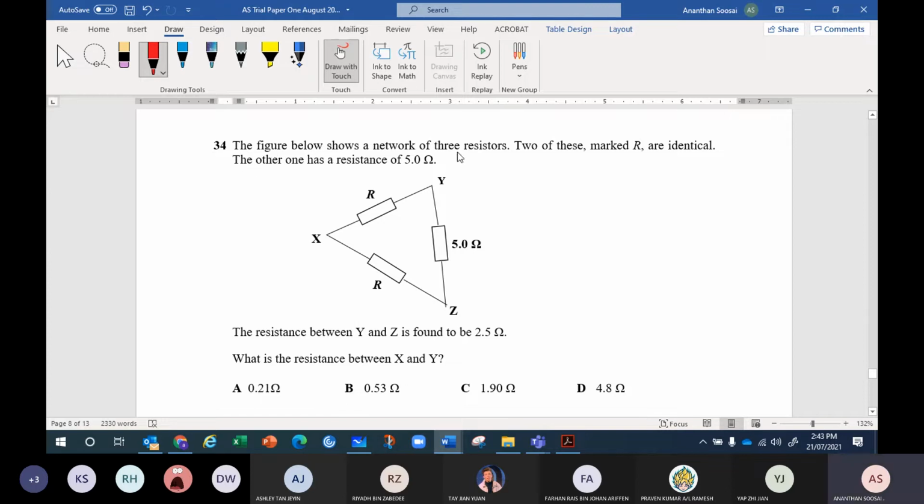The figure below shows a network of 3 resistors. 2 of these marked R are identical. The other one has a resistance of 5 ohm. The resistance between Y and Z is found to be 2.5.